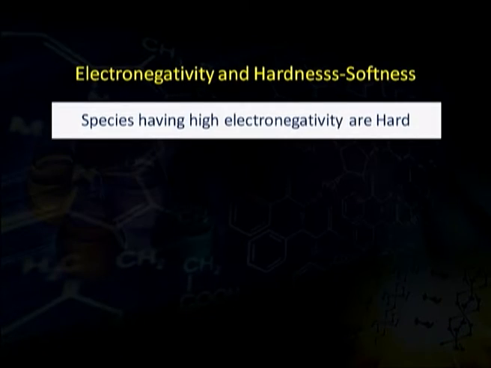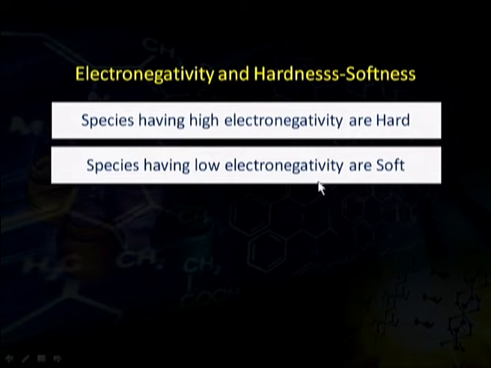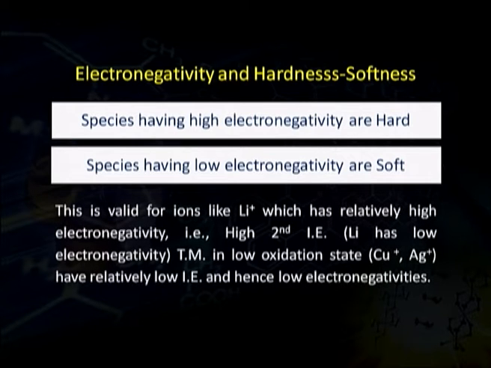Now, we will see what is the relation between electronegativity and hardness and softness. It is very simple. The species which have high electronegativity are considered to be hard, and the species which have low electronegativity are soft. Why is it so? We will soon come to it. This is valid mainly for ions like the lithium ion.